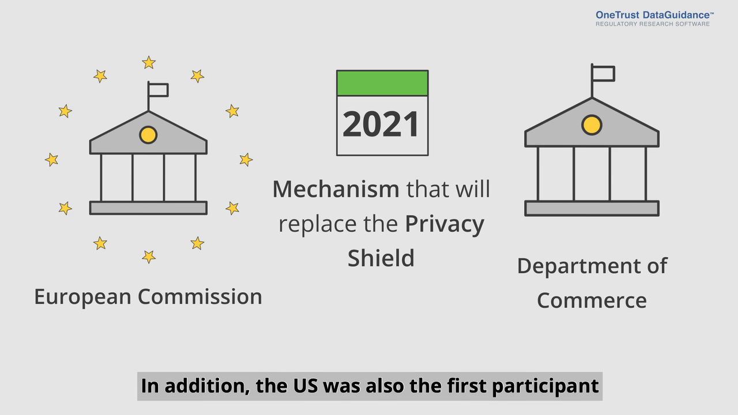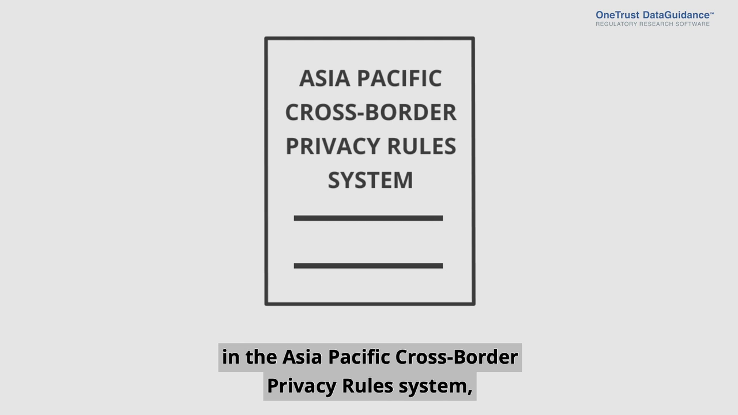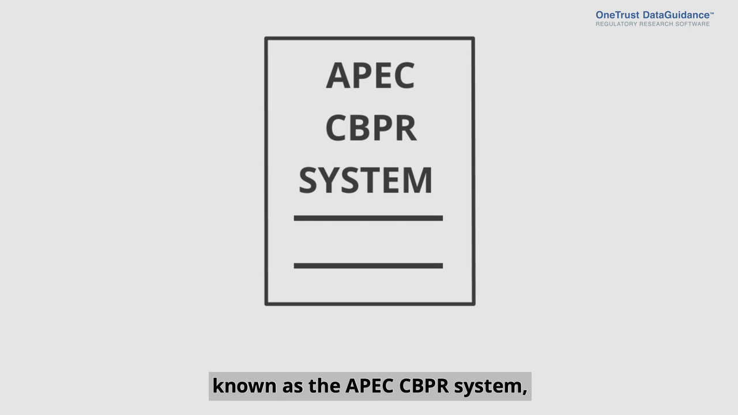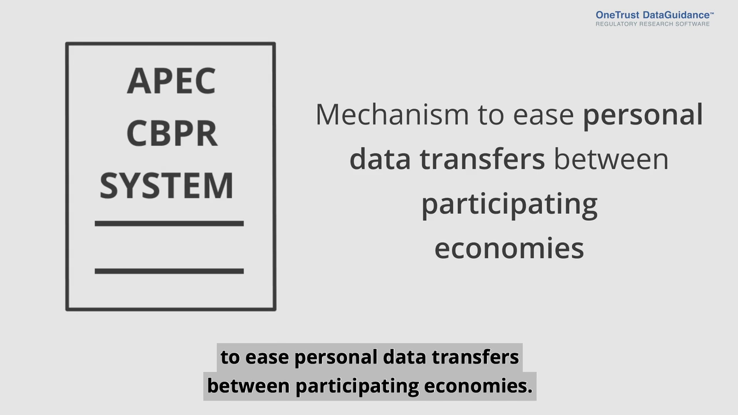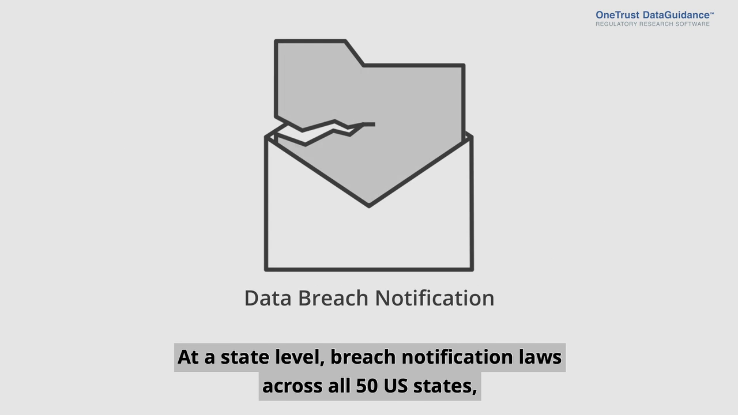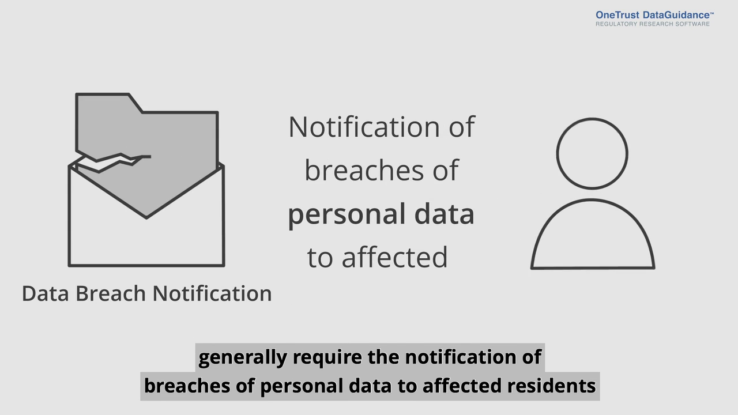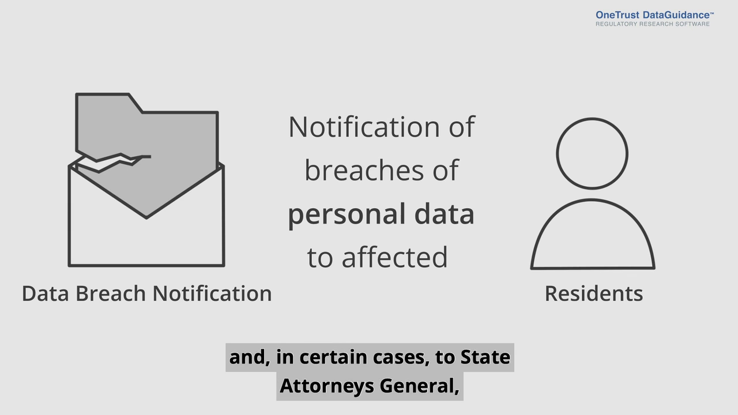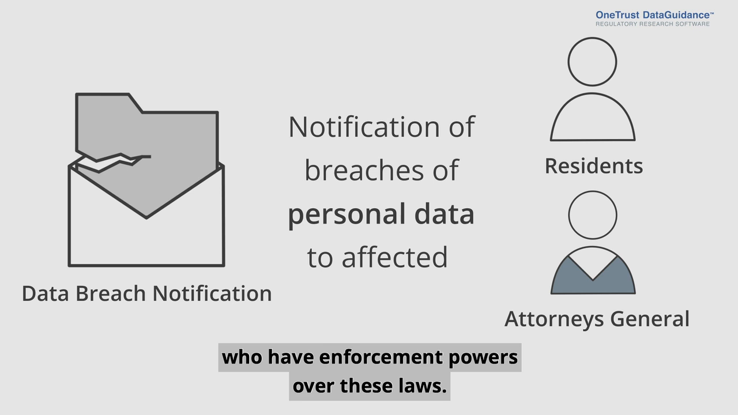In addition, the US was also the first participant in the Asia-Pacific Cross-Border Privacy Rules System, known as the APEC CBPR system, which similarly acts as a certification mechanism to ease personal data transfers between participating economies. At a state level, breach notification laws across all 50 US states generally require the notification of breaches of personal data to affected residents, and, in certain cases, to state attorneys general, who have enforcement powers over these laws.